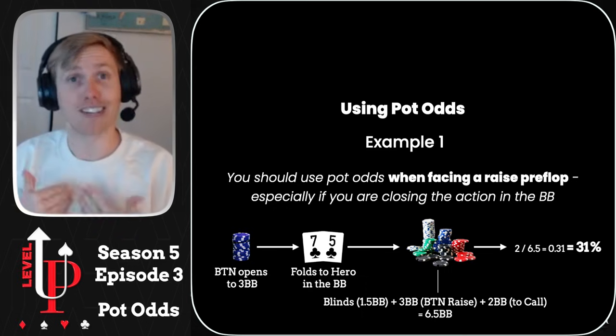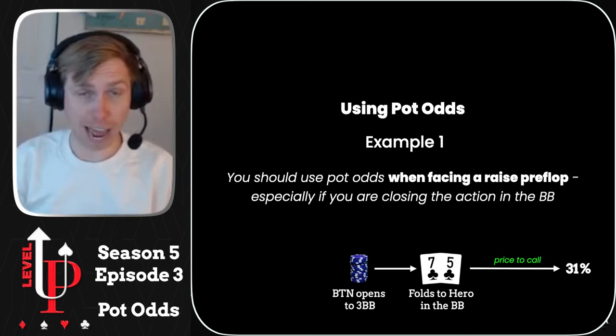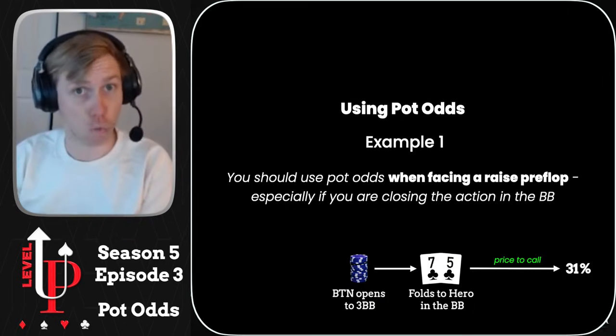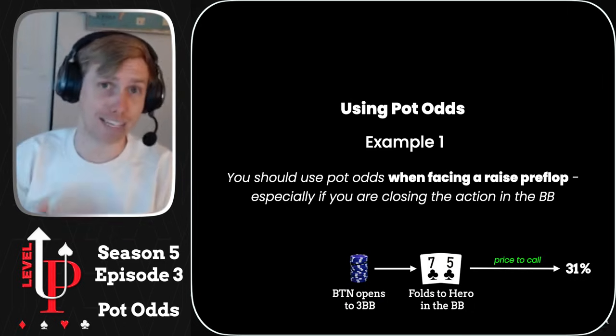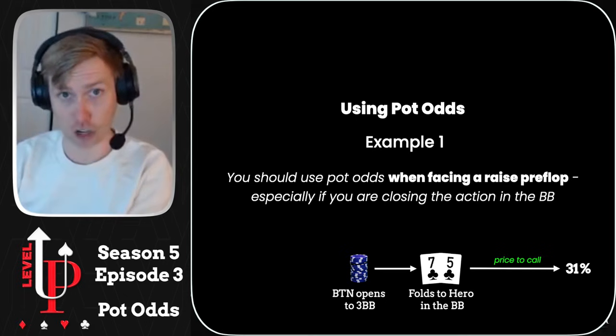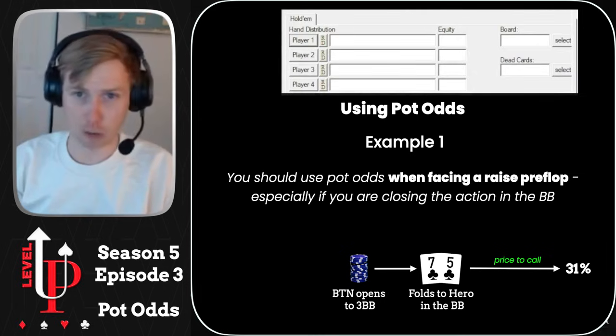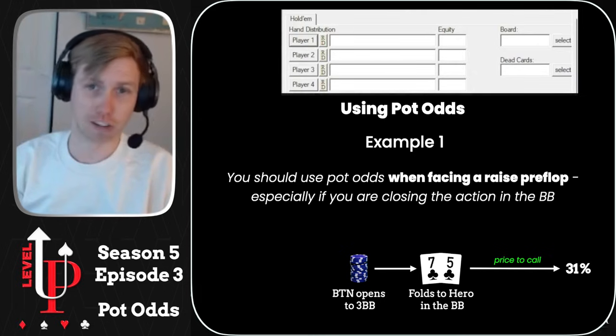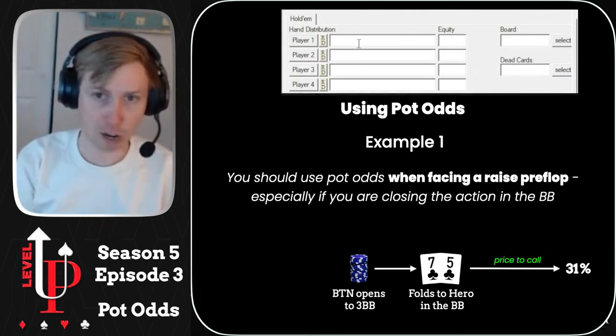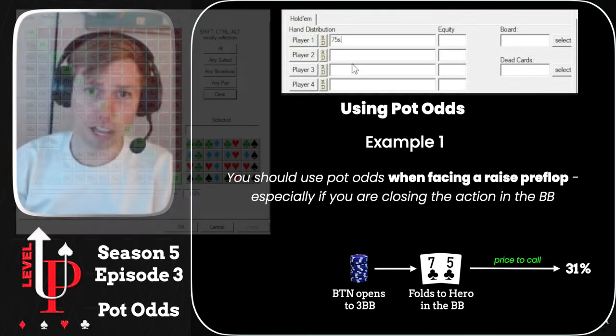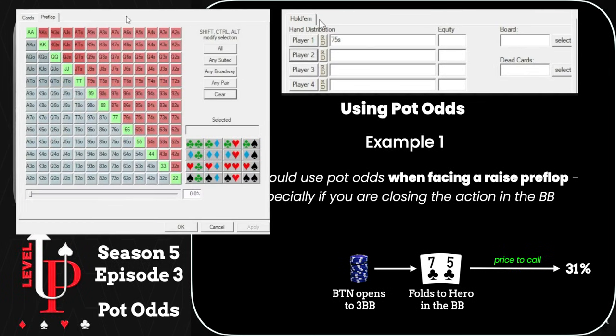Now the question is, does our 7-5 suited have at least 31% equity against that button player's range? Because I'm a dinosaur who has been playing poker for over 15 years somehow, I'm going to use PokerStove to figure this out. And I'm going to start by just typing in our hand, 7-5 suited. And now I'm going to pop open the range chart for the opponent, and I'm going to estimate what they're raising on the button.